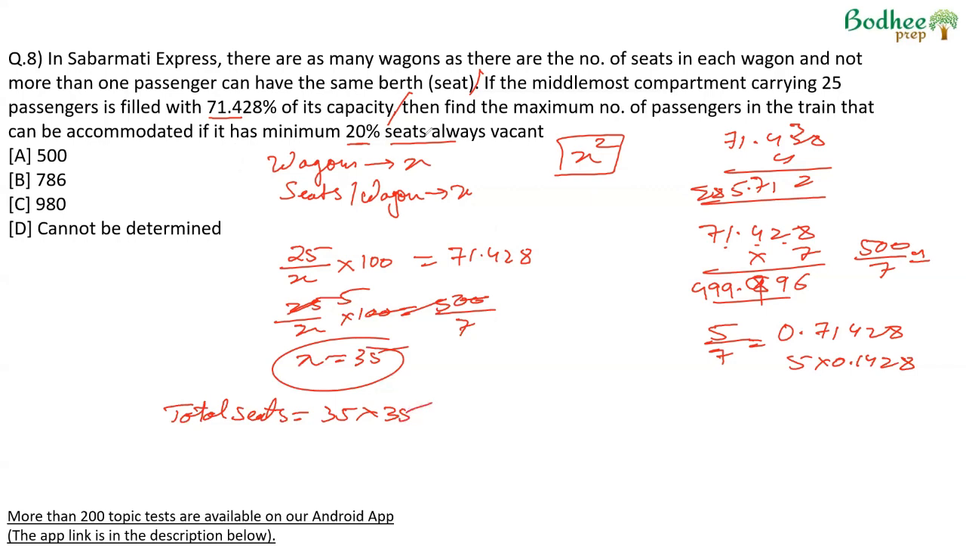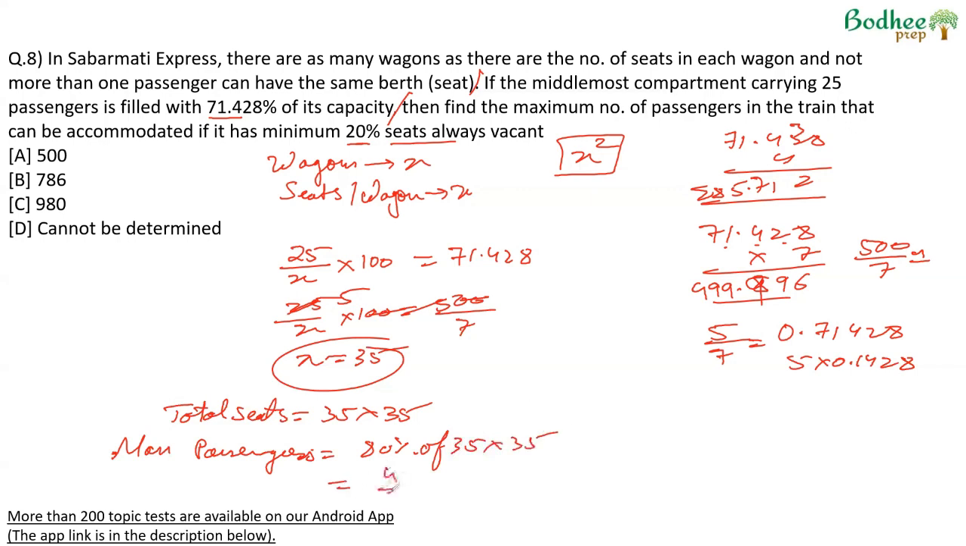Also, 20% of the seats have to remain vacant. So, the maximum number of passengers will be 80%, since 20% has to remain empty. So, 80% of 35 into 35.